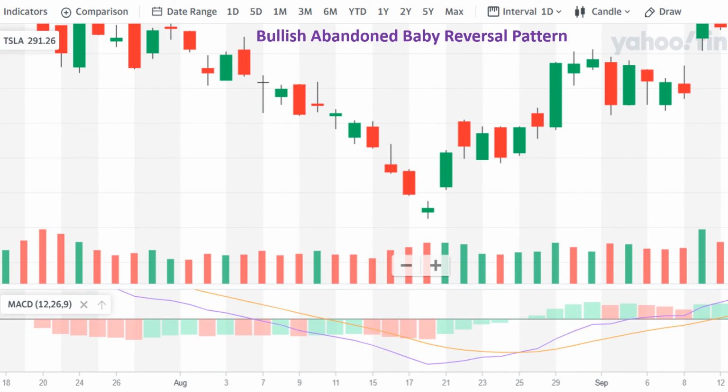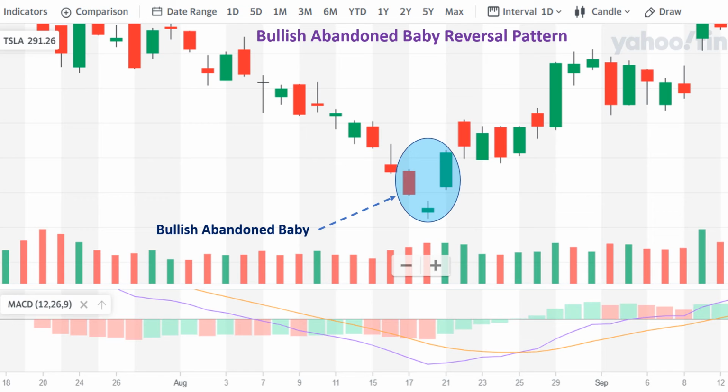In this chart, take a look at Tesla stock on a D1 time frame. We notice a bullish abandon baby reversal pattern at the low point of a downtrend. This pattern holds substantial potential for an upswing. Subsequently, the trend gently shifts direction, guided by the interest of buyers who are willing to push the price higher.